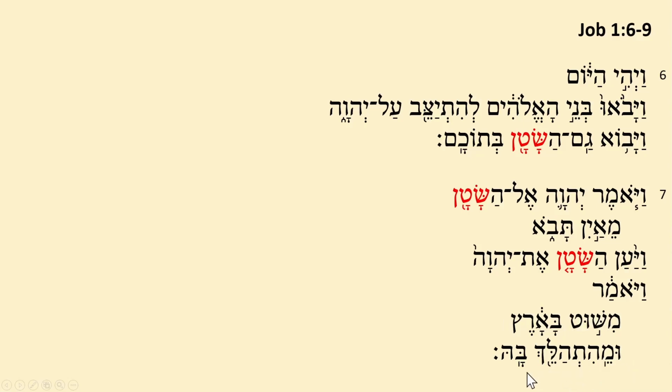Umehit chalech ba, and from walking to and fro in it. Okay, these are clearly parallel lines, right? From going about in the land and from walking to and fro in it. So the accuser has been going all through the land. It says eretz here. I don't think in context it means all of the earth. I think really it means, this is Job.